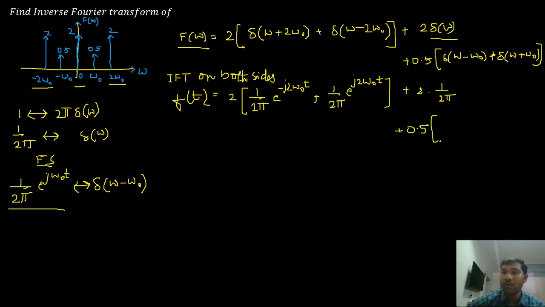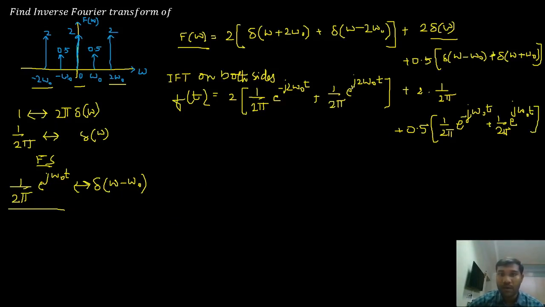0.5 into the inverse Fourier of delta of omega minus omega naught plus delta of omega plus omega naught, that is, sorry, 1 by 2 pi is there, right? So 1 by 2 pi e power minus j omega naught t plus 1 by 2 pi e power j omega naught t.